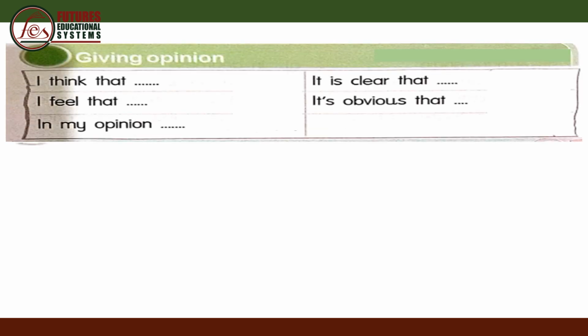Okay, my lovely dears, now we are going to learn some expressions to give our opinions. Okay, so look at the table, listen and repeat. I think that, I feel that, in my opinion, it is clear that, it's obvious that. So all these expressions, my dears, we can use them to give opinions.